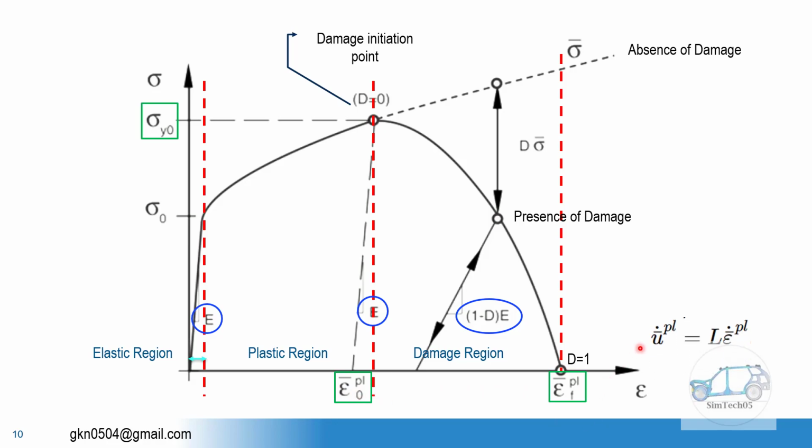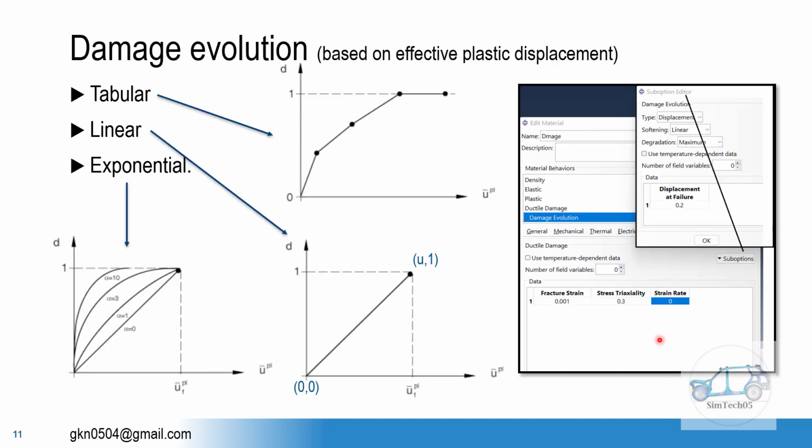So again, the effective plastic displacement, or displacement at failure, can be defined by L into the effective plastic strain that we saw earlier, and we need to define the relationship between these two parameters to define the damage evolution law. In three ways we can define this damage evolution law: in tabular form, linear form, and exponential form.